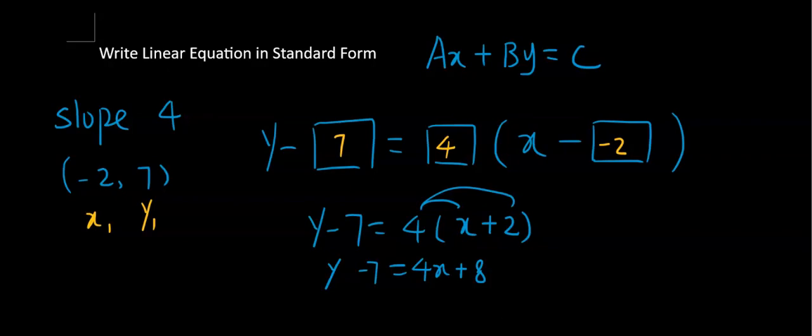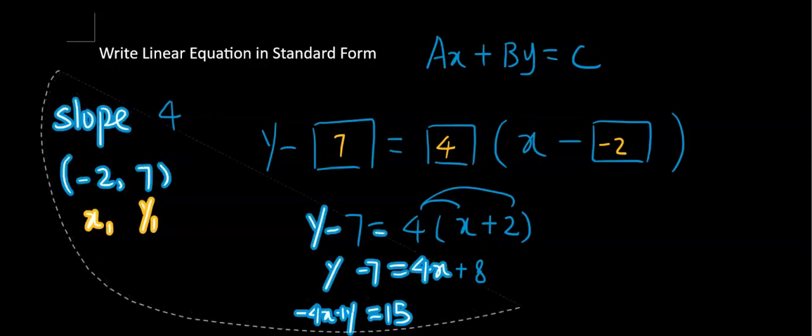We want to have ax plus by equals c. That means your variable x has to go to the left hand side. Therefore, I'm going to subtract 4x from each side. Plus 7 each side. And we are done. -4x plus y equals 15. That is in standard form.